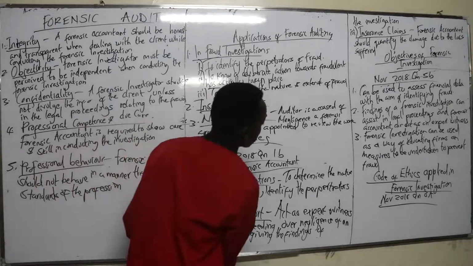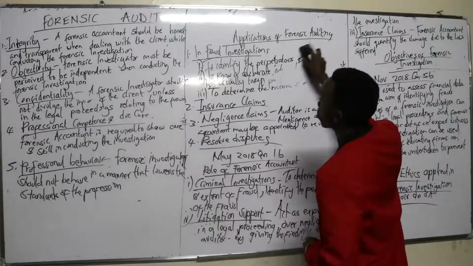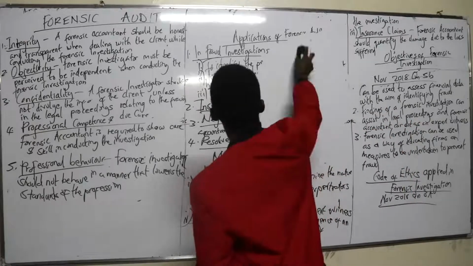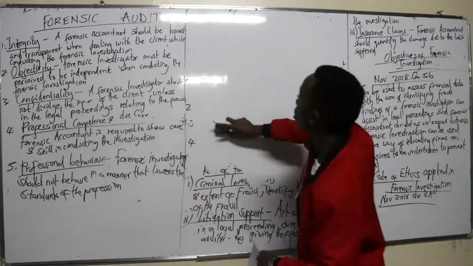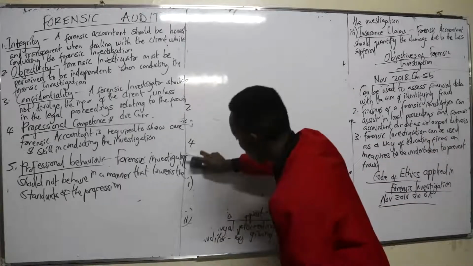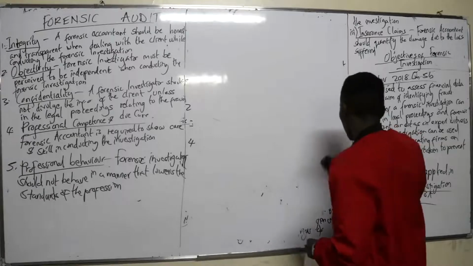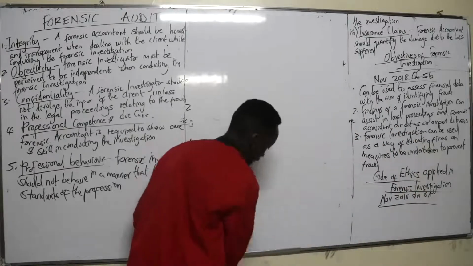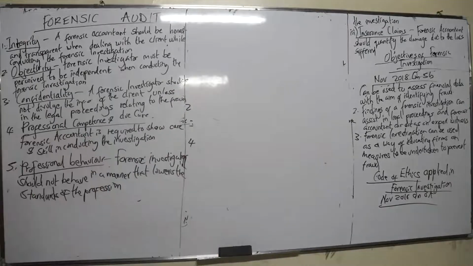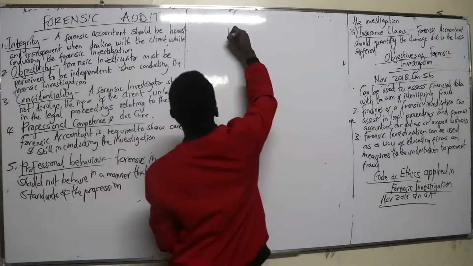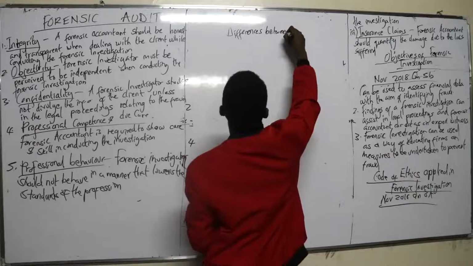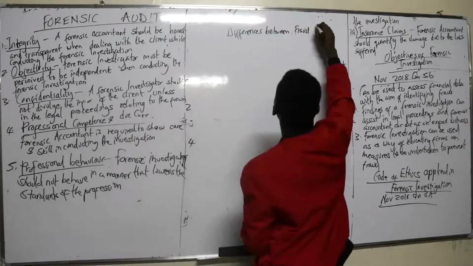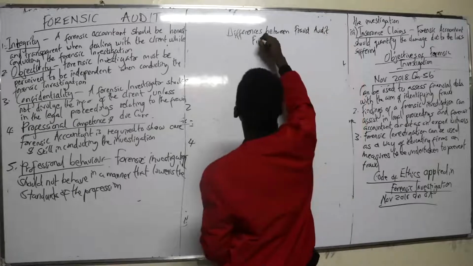So we have a difference between these fraud audits, or what we call the forensic audits, and the financial audits. One of the differences is that one of them is actually a legal requirement by law, while the other one is a voluntary form of audit, whereby if you suspect a fraud, then you can have the fraud audits being done. So what are some of the differences between the fraud audits and the financial audits?